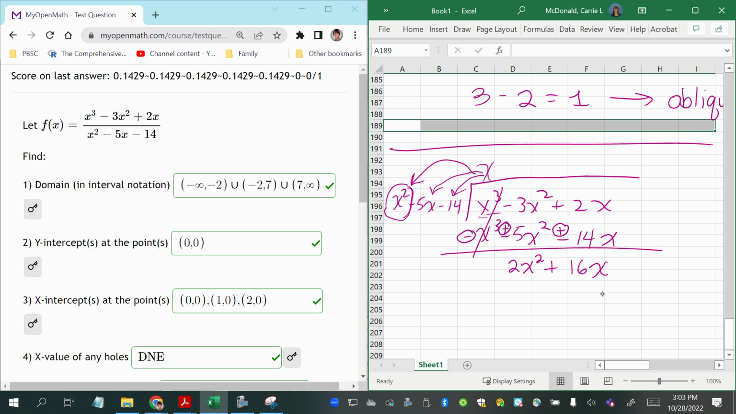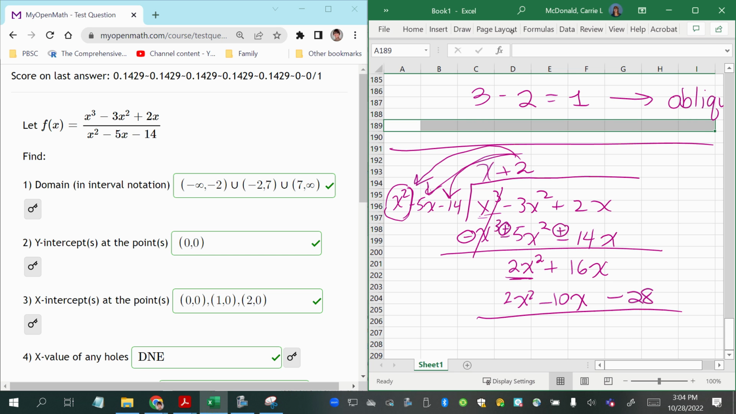Now we repeat the cycle, but now we're looking at x squared going into 2x squared. So x squared dividing into 2x squared would go in 2 times. Then I do the same thing as before: I distribute the positive 2 to all the terms in my divisor, so I end up with 2x squared minus 10x minus 28. Then I want to subtract, so I change all the signs of all my terms and combine like terms. So 2x squared minus 2x squared cancels to 0x squared. Positive 16x plus 10x is 26x. And then I have plus 28.